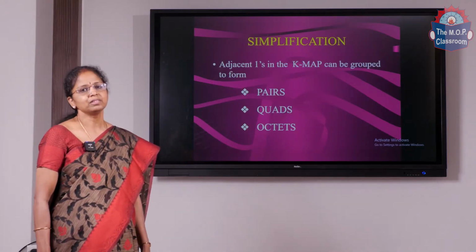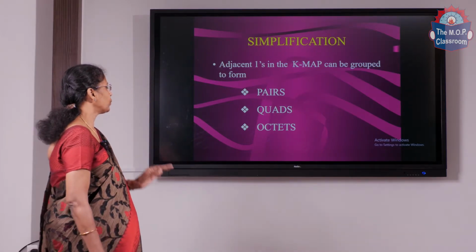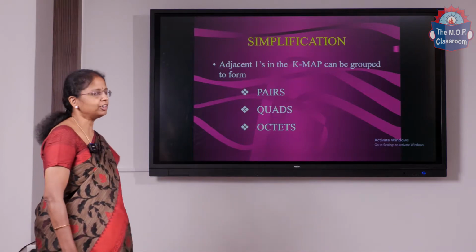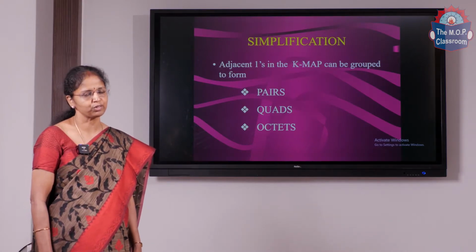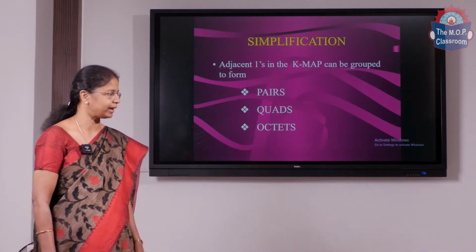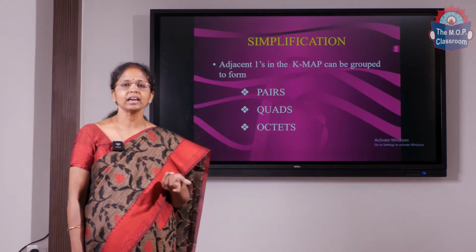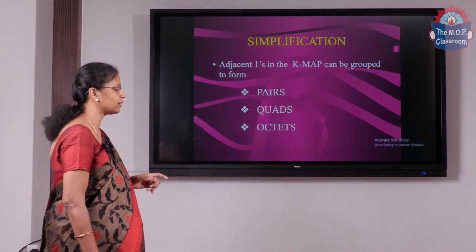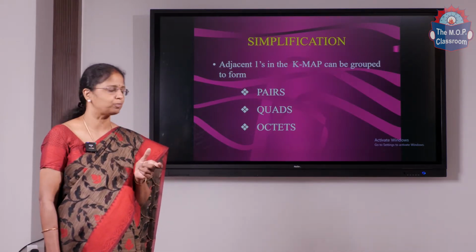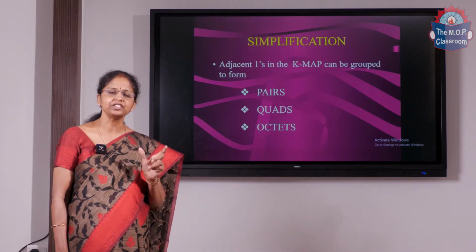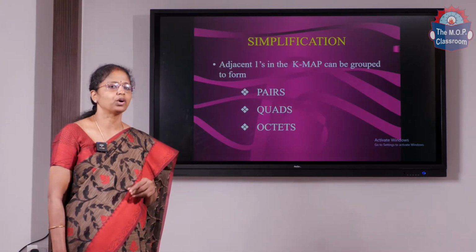Now comes the important aspect of how to do the simplification. The first step in doing the simplification is that we have to identify adjacent ones in the K-map. These adjacent ones can be grouped as a pair, quad or octet depending upon how many ones you are grouping. If you are grouping 2 ones, you call it a pair. If you are grouping 4 adjacent ones, you call it a quad, and if you are going to group 8 adjacent ones, you call it an octet.